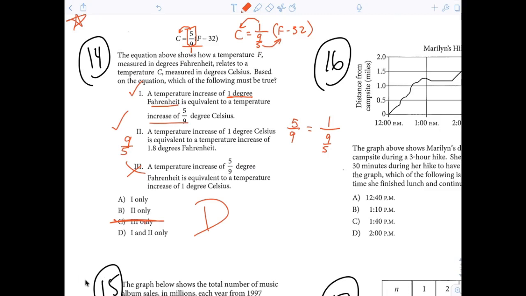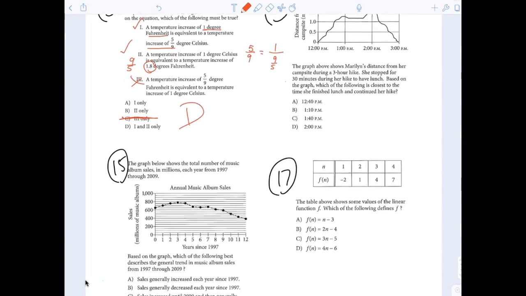Yes, very good. And that's why they disguised it by putting what? 1.8. All right. It would have been much easier, I feel like, if they would have written what? 9/5. I feel like people could have seen it better. All right, very tricky. All right, let's take a look quickly at 15.